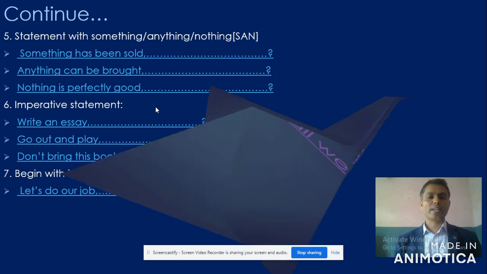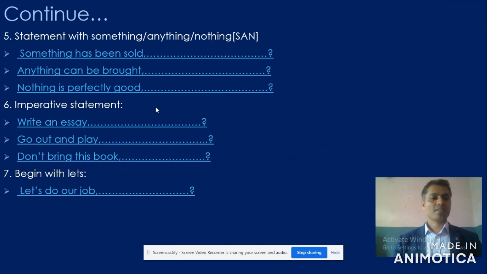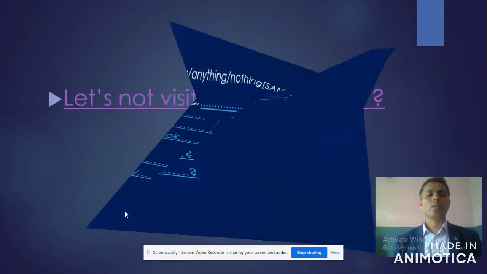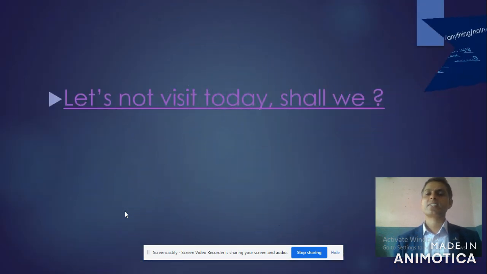Then the next one: let's not visit today. This is also a negative sentence, and here as well we have to write what? Shall we. Negative or positive doesn't matter, for a statement with let's, every time we write shall we. Let's not visit today, shall we? Please write it down in your copy.